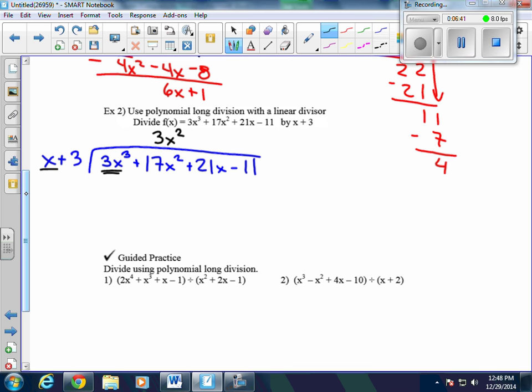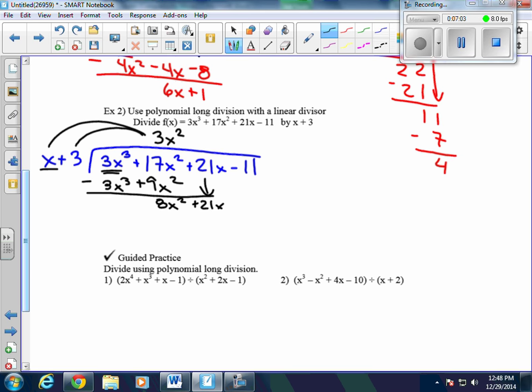So now we're going to do the distributive property. 3x squared times x is 3x cubed. 3x squared times 3 is 9x squared. Again, we subtract those. Gone. This is going to be 8x squared, and we bring down the 21x.